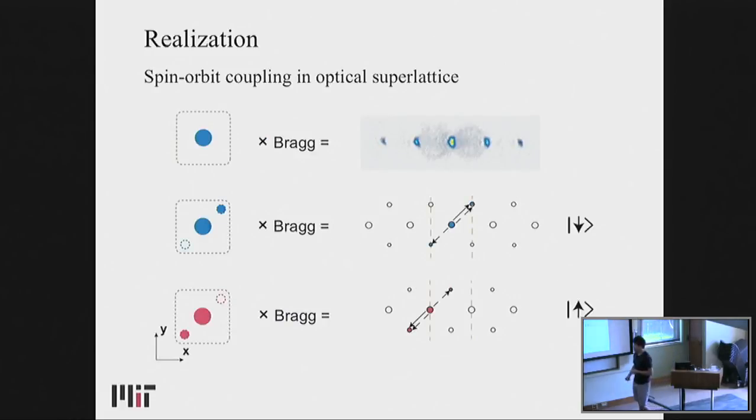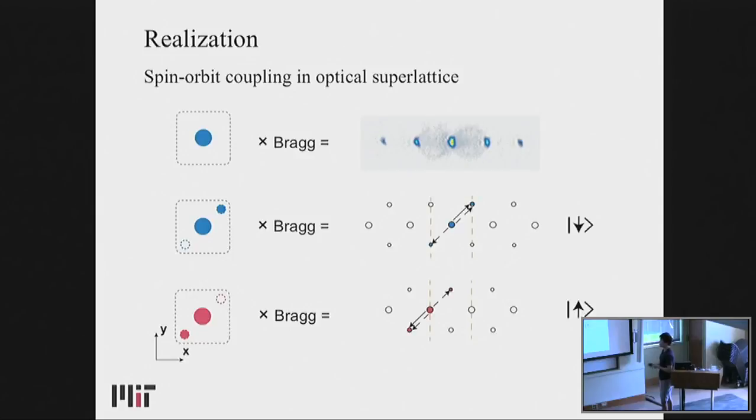Okay, so how does the superlattice affect the signal we're looking for? We just described that the signal we're looking for is the population imbalance between the two states with the two opposite momentum transitions.